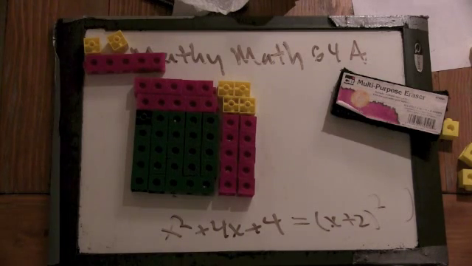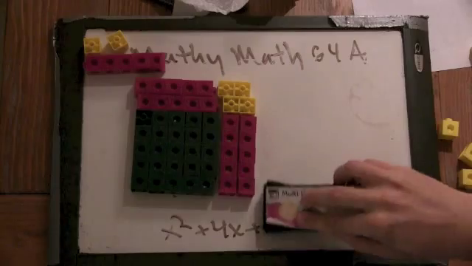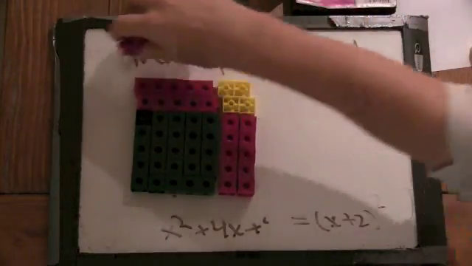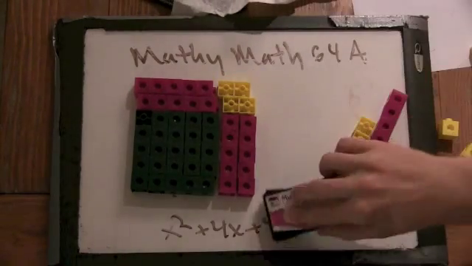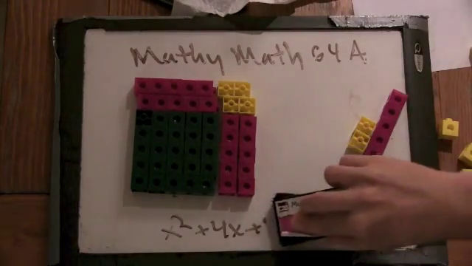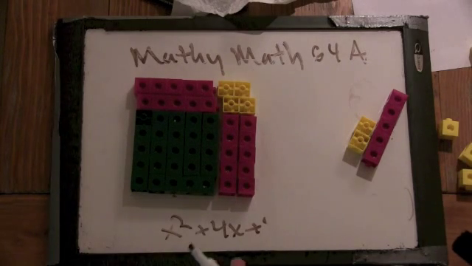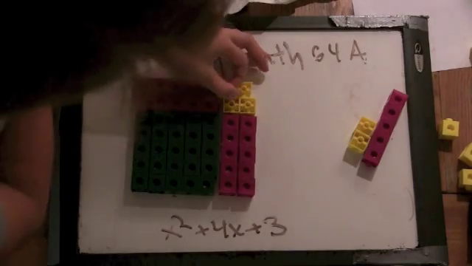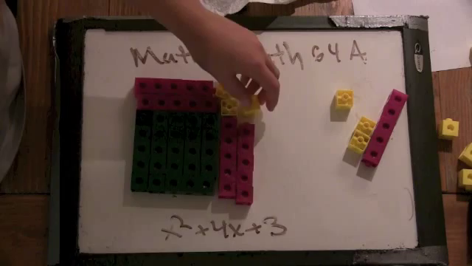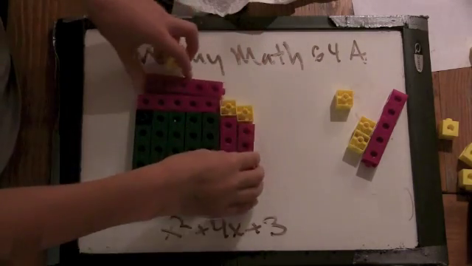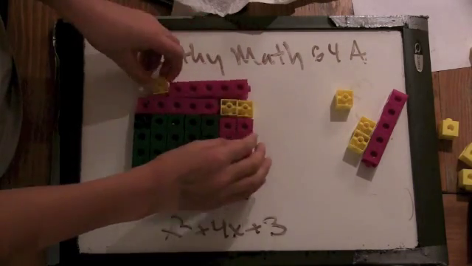Now, let's do the completing the square one. What if I had an expression like x squared plus 4x plus 3? Then you'd have that. And it's not quite possible. Can you make this into a rectangle? Not quite.